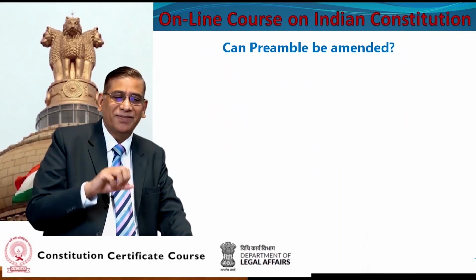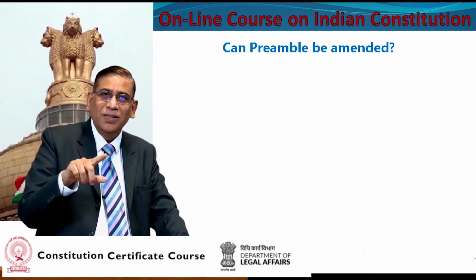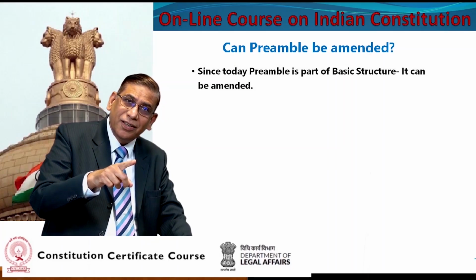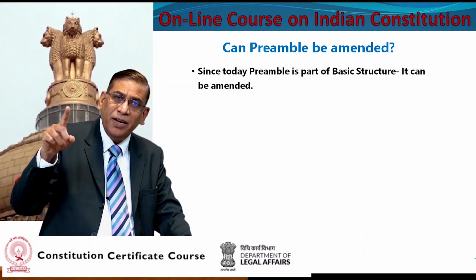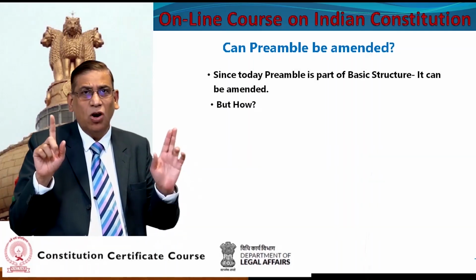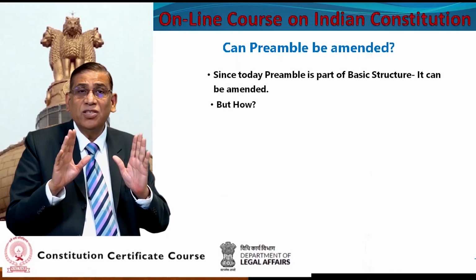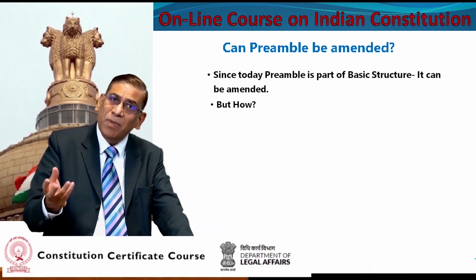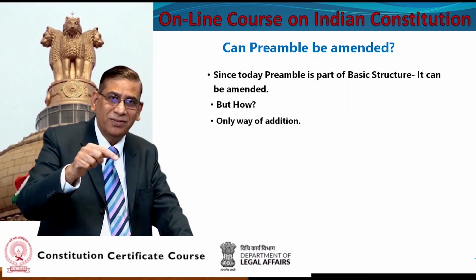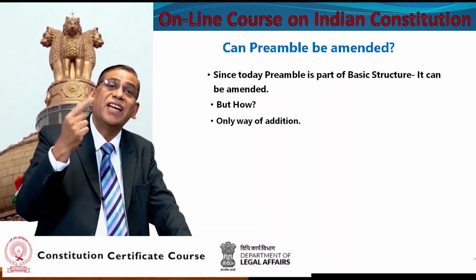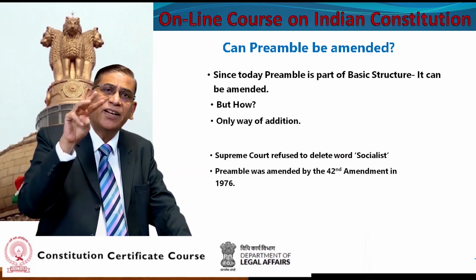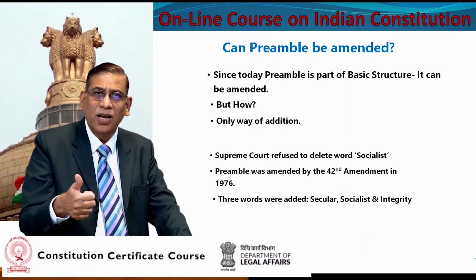Now, if preamble can be amended, how can it be amended? Just now I told you that in Kesavananda Bharati, Supreme Court said it can be amended. But since preamble is also the basic structure, and you know the law on basic structure is that Parliament has the amending power to amend any provision of the Constitution, but it cannot amend what is called basic structure of the Constitution. So Parliament does not have the power to destroy the Constitution. If preamble is the basic structure, can it be amended? Yes, because you can add something to the preamble. So preamble can be amended only by way of addition. Accordingly, in 1976, through the 42nd Amendment, 3 words were added to the preamble: socialist, secular, and integrity.